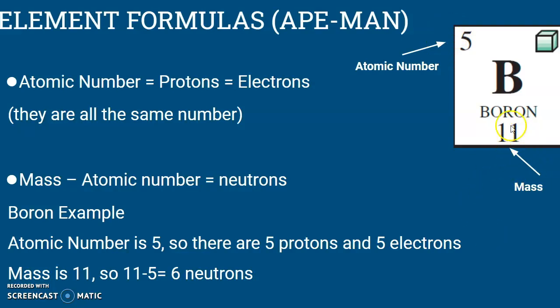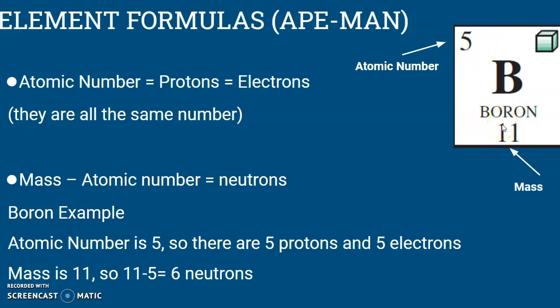The mass down here is 11. How they find the mass is they take the protons and the neutrons and they add them together to give you that. So that means they don't tell you the number of neutrons on the periodic table. They assume you could subtract these two to figure it out. So there are 6 neutrons in one atom of boron, 5 protons for a total mass of 11.